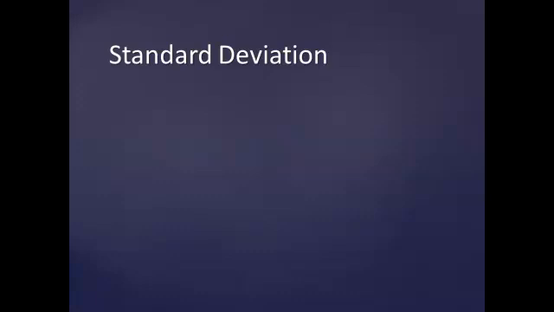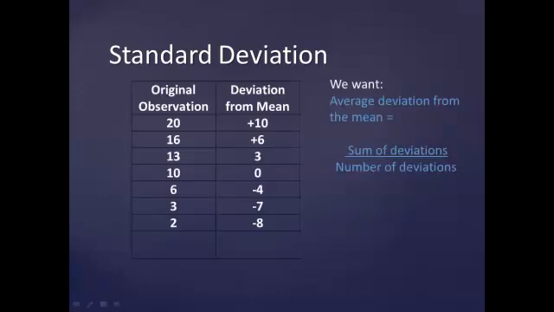So let's think about standard deviation conceptually. What we would like to do when we are obtaining the standard deviation is get the average deviation from the mean. So thinking about getting the sum of the deviations and dividing by the number of total deviations. The problem is that we're always going to get 0 for the sum of the deviations.